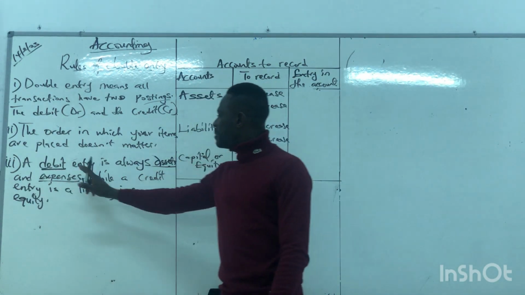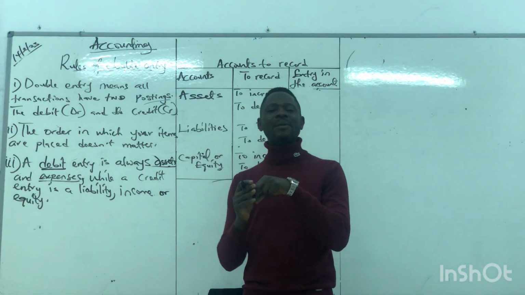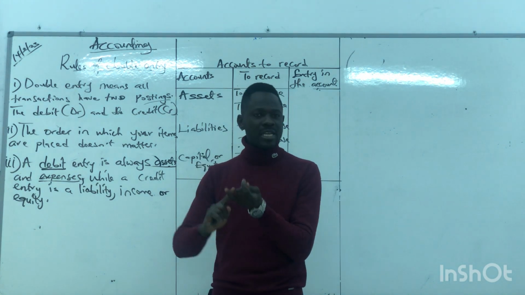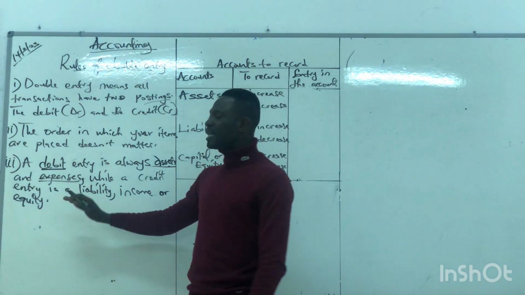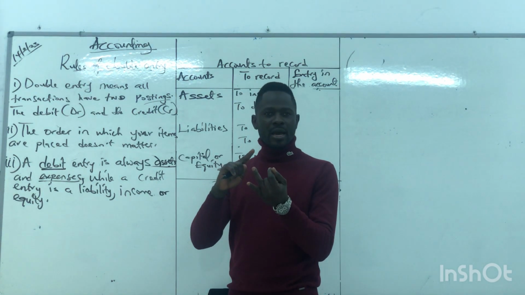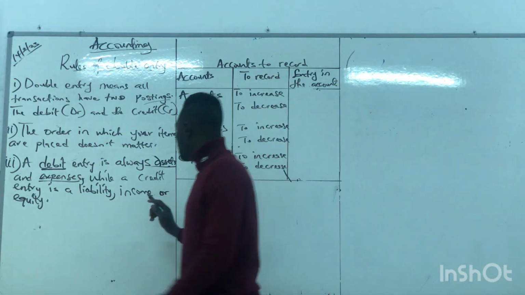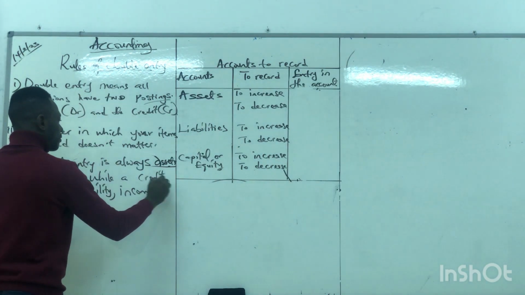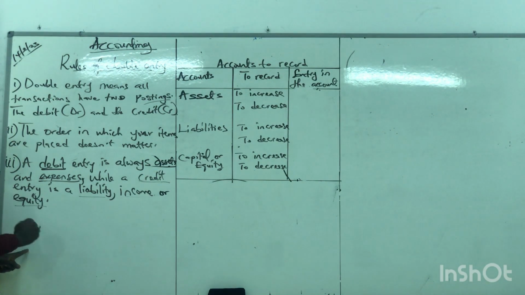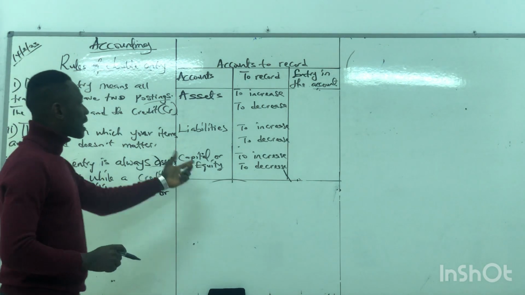The third one, a debit entry is always assets and expenses. When you're talking about the debit entry on your ledger, the debit balance should be assets or expenses. For the credit entry, it has to be income, liabilities, capital or equity. So on the credit side of the transaction on your ledger, you post liabilities, income and equity. For the debit side, it's always assets and expenses. So we have these accounts.